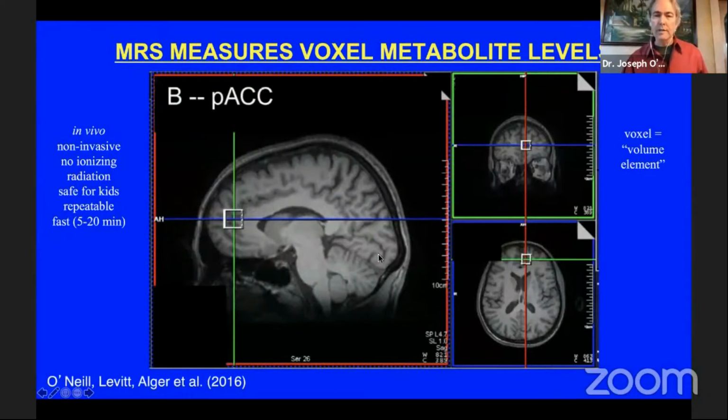To do MRS, you pick a volume of the brain, the structure that you're interested in. In this case, it's the pregenual anterior cingulate cortex, the PACC. At the MRI console, this is performed just like DTI at a regular old clinical MRI scanner. You place a little cube, called a voxel, a volume element, on the MRI in the structure that you're interested in. Then the scanner transmits electromagnetic signals into the voxel across a wide range of frequencies.